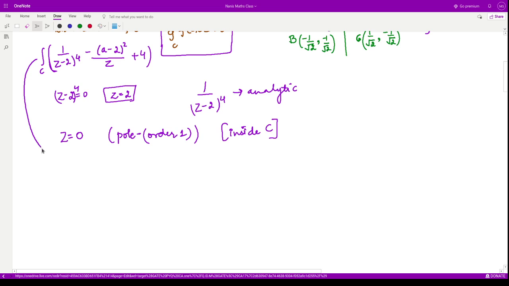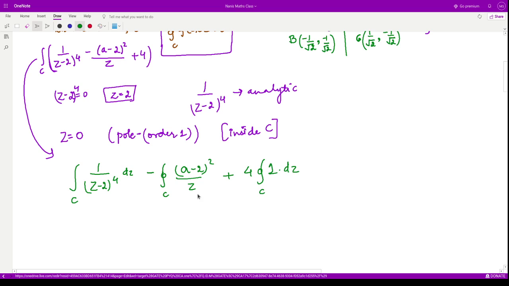So let us write the functions. We can separate the integral. It would be the integral over C of 1 upon (z minus 2) raised to power 4 dz, and then minus the integral over C of (a minus 2) whole squared divided by z, and then plus 4, the integral over C of 1 into dz, where 4 could be brought out of this integral. Now here this function is analytic, this function is also analytic, 1 being constant, it is differentiable everywhere, right?